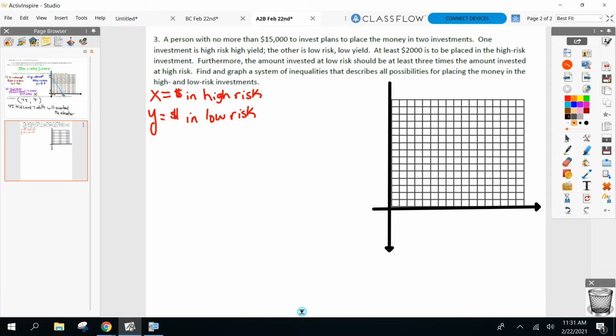Anybody want? X plus Y is less than or equal to 15,000. There you go. X plus Y. The money from both investments cannot be more than, not more than. So that's why Caroline had less than or equal to, because I could invest 15,000, but no more than that.